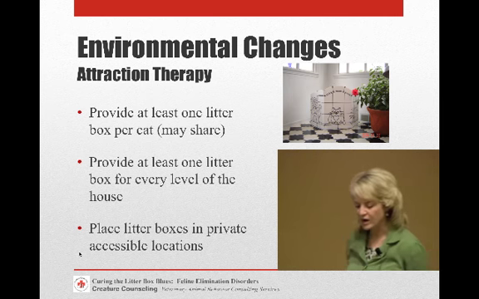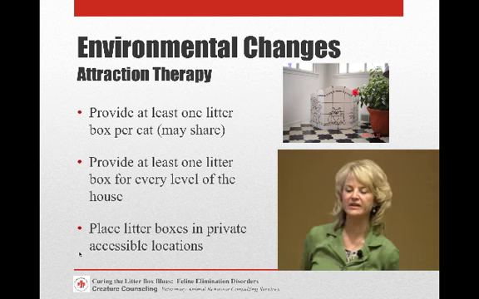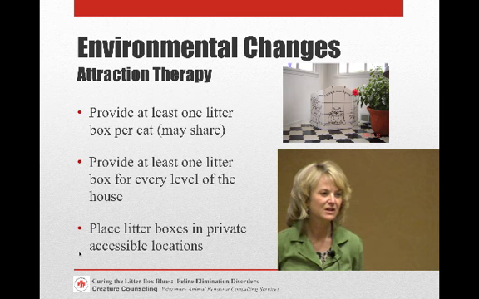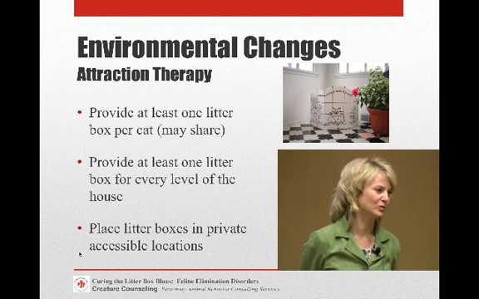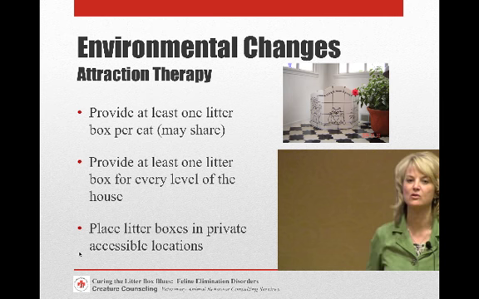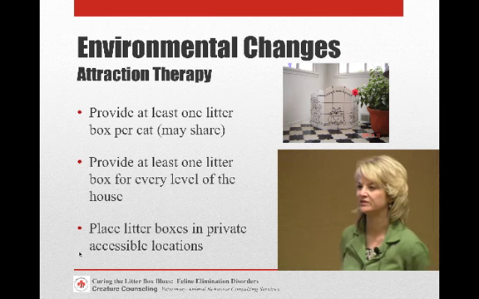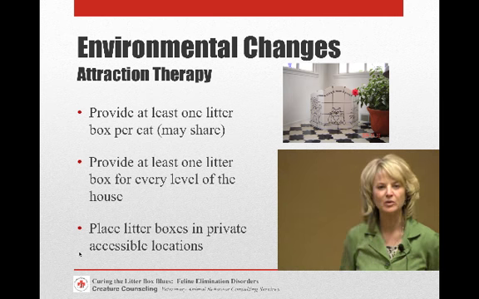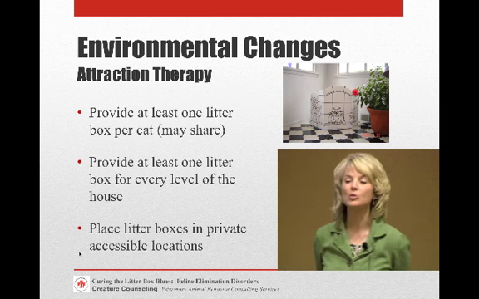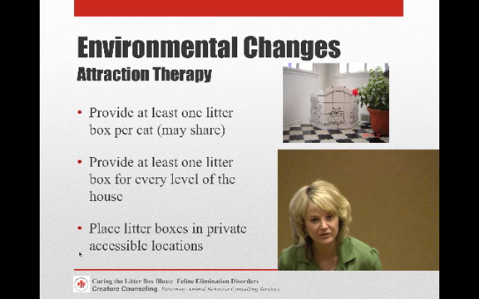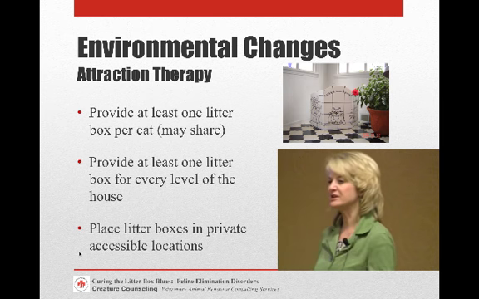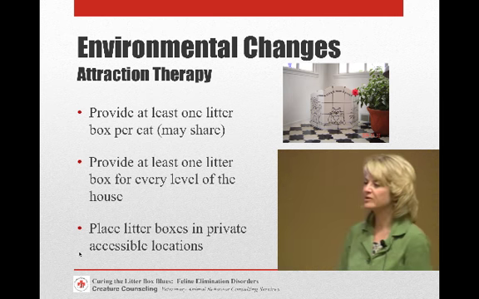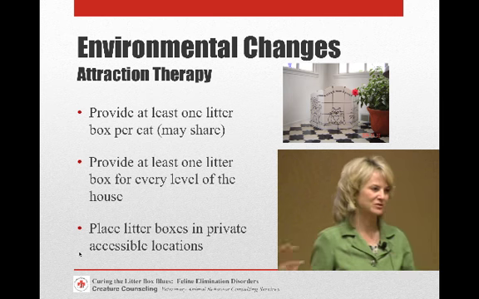Privacy. You want to place the litter boxes in a private, accessible location. All right? So that means not next to the noisy dishwasher or the furnace that goes off every so often. What you want to do is have it in a private, accessible location, and you want to have one for every level of your house. And the standard recommendation is one more litter box than the number of cats in your household. But those are basics. Now, there are always going to be exceptions, you guys.